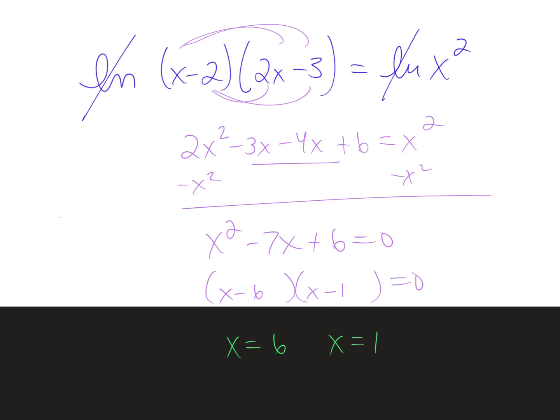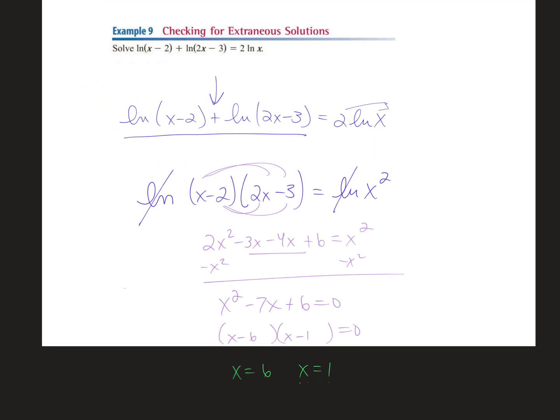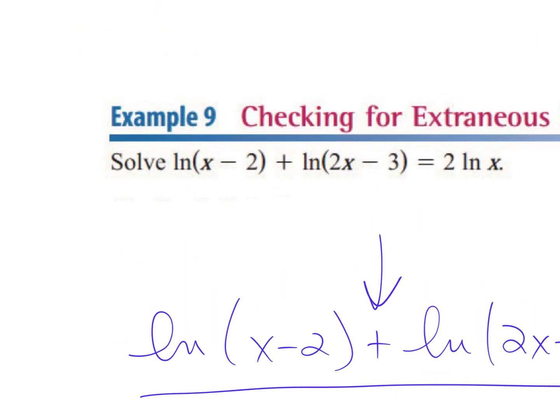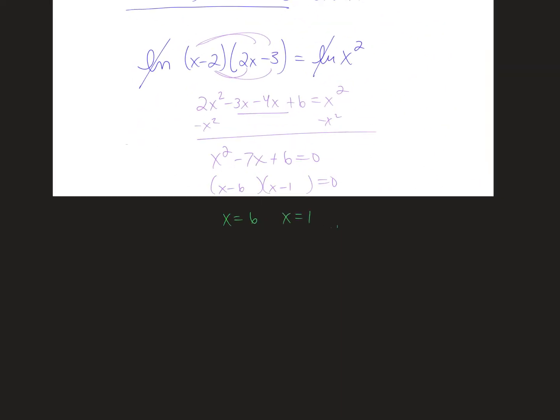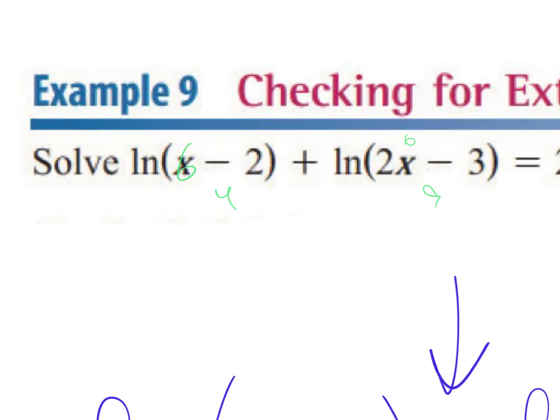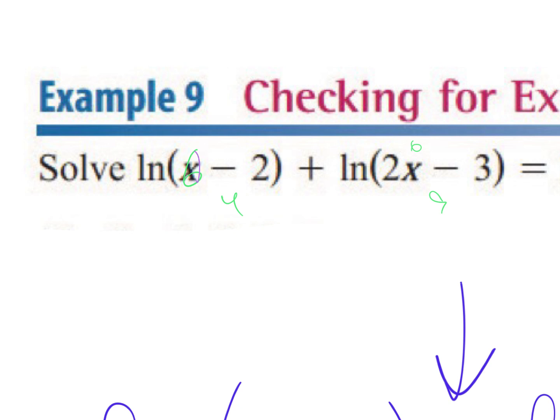That nothing becomes negative. If I go back here, I had 6 and 1, right? If I put a 6 here, what's 6 minus 2? 4. That's fine. If I put a 6 here, what's 2 times 6? 12 minus 3, 9. Neither of those are negative numbers, right? Okay, so 6 is fine. 6 is good. We like 6. What happens when I plug in 1?